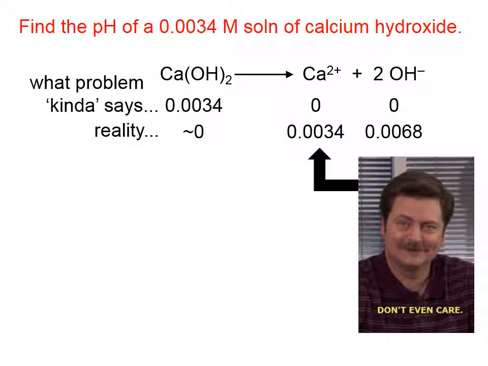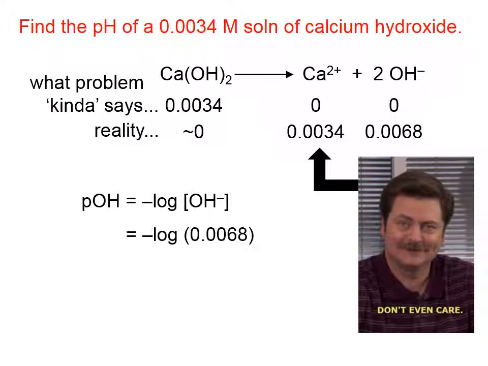We're going to be like Ron Swanson with regard to that calcium ion and say don't even care, because that is not going to affect the pH. The hydroxide ion will affect the pH. Let's calculate the pOH, which is the negative log of the hydroxide ion concentration, and we get a pOH of 2.17. The question is not what's the pOH, the question is what's the pH.